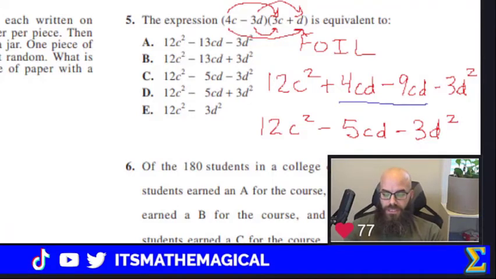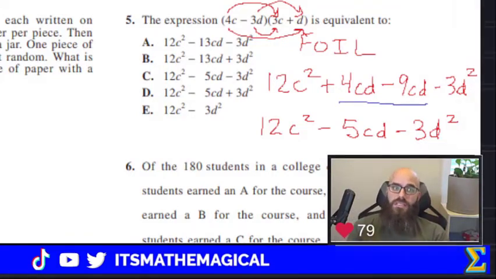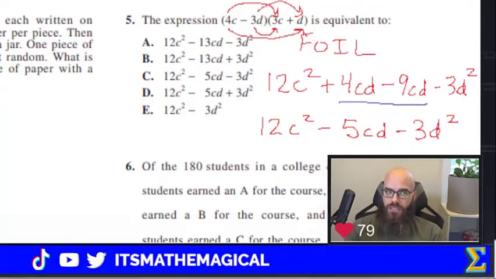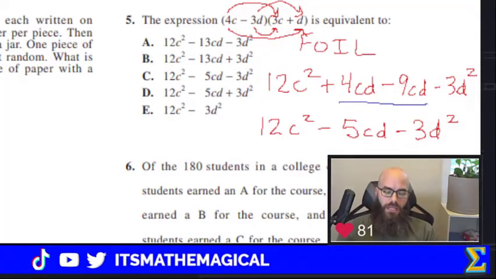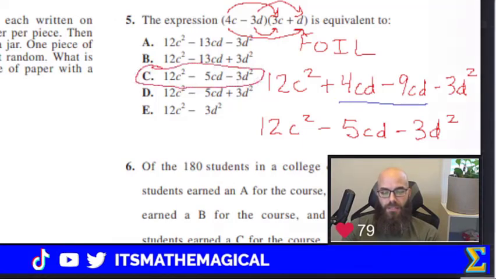So let's see if we see that in our answer choices. Be very careful. A part of this test is being very cautious and very careful in choosing the correct answer. They will, as I said, have different variations of different mistakes that they consider could be made. So 12c squared minus 5cd minus 3d squared is letter C. And that is our answer. All right, there we go. That was the first 5 problems for the Math ACT practice test.